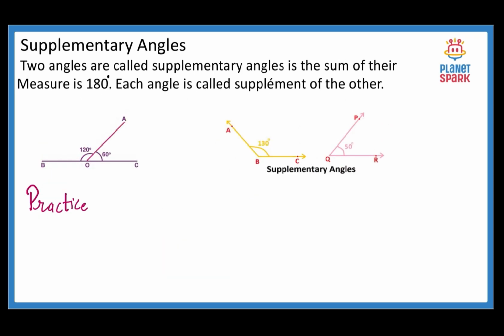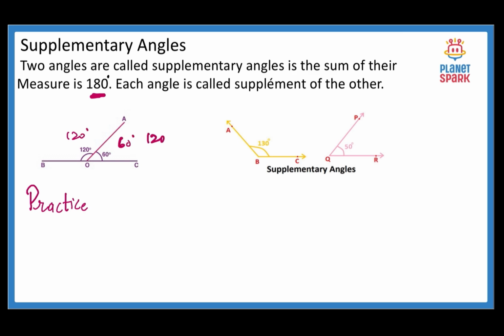Coming to supplementary angles, two angles are said to be supplementary if they measure 180 degrees. If the sum of measurement of two angles is 180 degrees, then they are called supplementary, and each angle is called the supplement of the other. So angles made on a straight line are always supplementary.